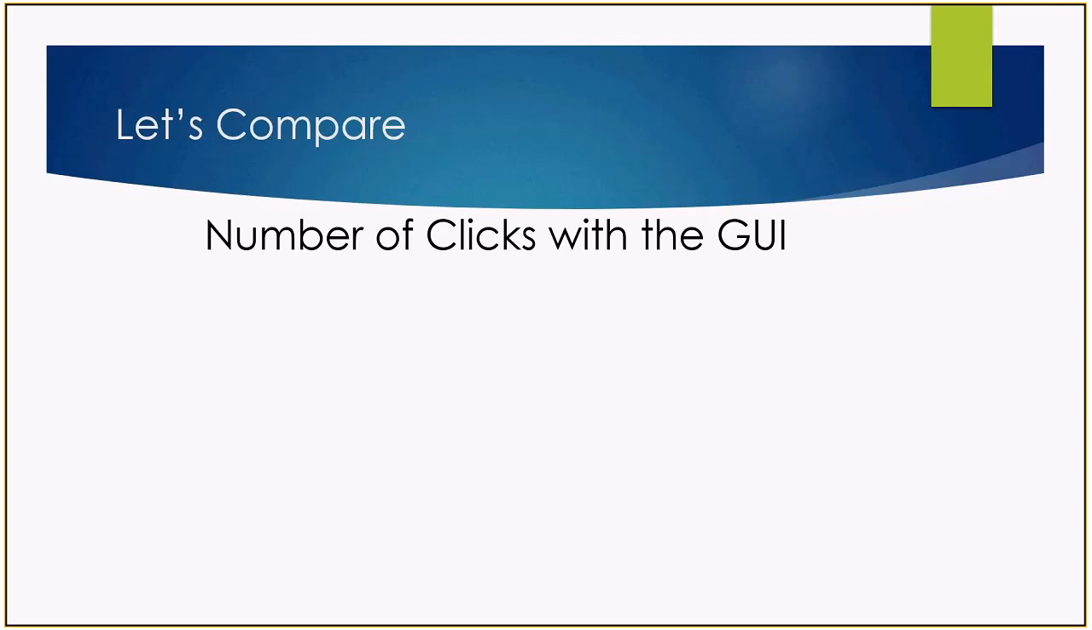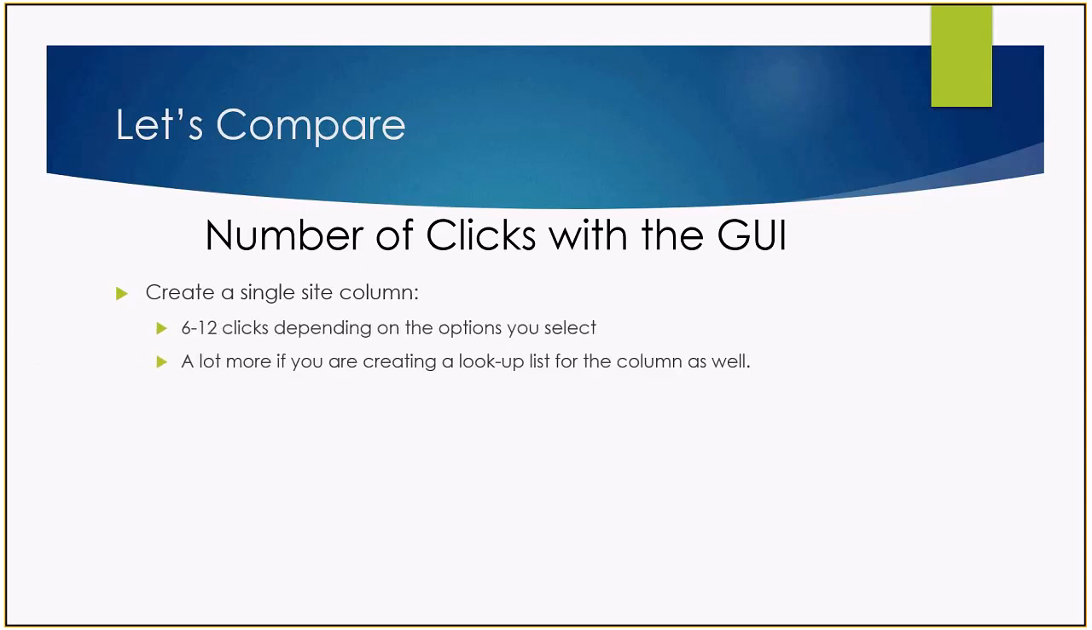What I did when I was preparing this presentation is, you take it for granted how many times you click. So I sat down to see how many times, for basic day-to-day things, I click in a SharePoint GUI. The first thing I wanted to do was create just a single basic site column. What I found was you're averaging between 6 to 12 clicks depending on all the options you need. And if you're building a lookup list, building the list to go towards that column is part of the process as well, so you're going to have a ton more clicks.